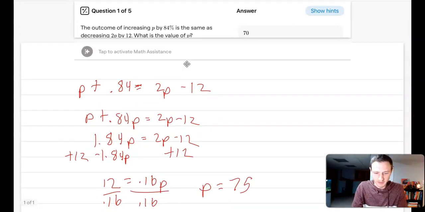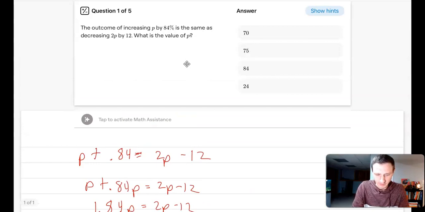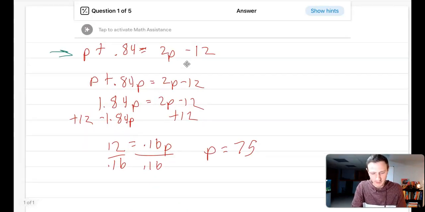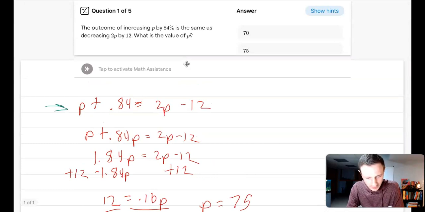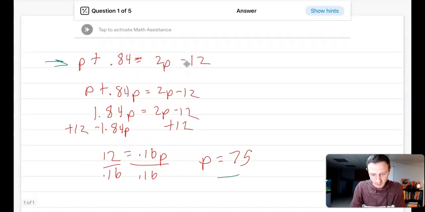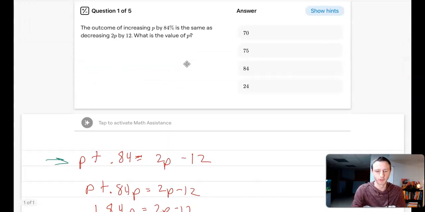But just out of curiosity, let's see if they try to throw us off. Let me try solving the first equation just to see. I'm pretty sure that my answer is 75, but I'm really just curious now. So I'm going to subtract p, add 12. 0.84 plus 12, yeah, 12.84. Okay, it's 75. Sometimes I get a little bit caught up on that wording. I don't know.